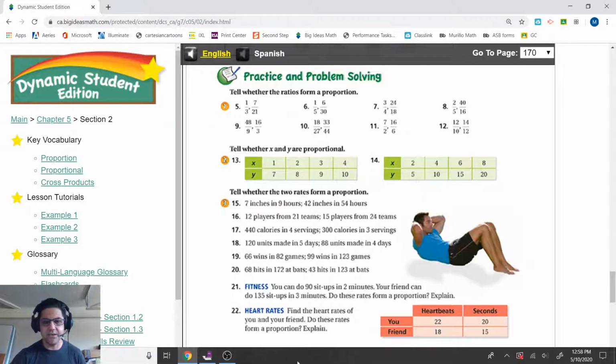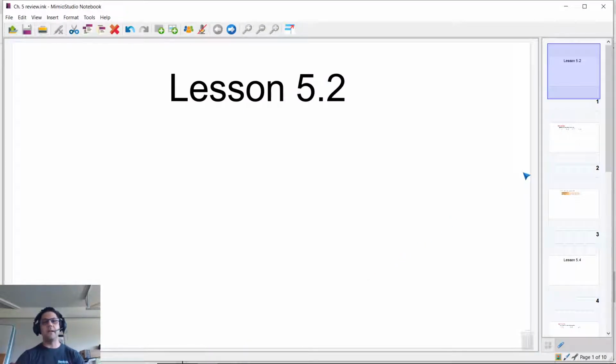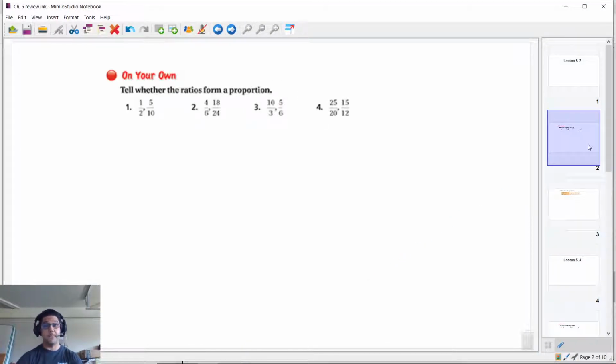All right, let's go ahead and try just a few problems from lesson 5.2. Tell whether the ratios form a proportion. So what I see here on question number 1 is that a 2 can easily change into a 10. So my 1/2, if I multiply, I can get a denominator of 10. So obviously multiply it by 5. 1 times 5 is 5. 5 over 10 and 5 over 10 match up, so therefore this is a proportional.